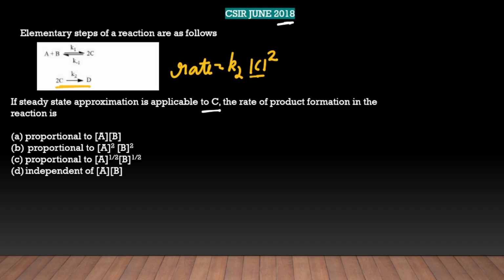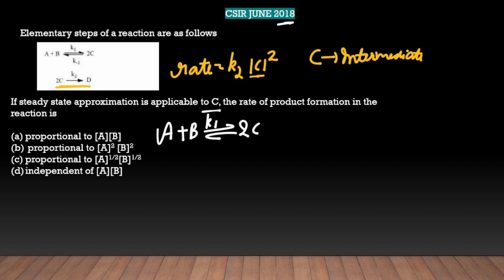Now C is an intermediate, so we have to apply the SSA on it. So include all the reactions where this C component is being involved. The first one is A plus B in equilibrium with 2C, with rate constants k1 and k inverse. You can break this. That will be A plus B giving us 2C with the rate constant k1. Here we have the C formation.